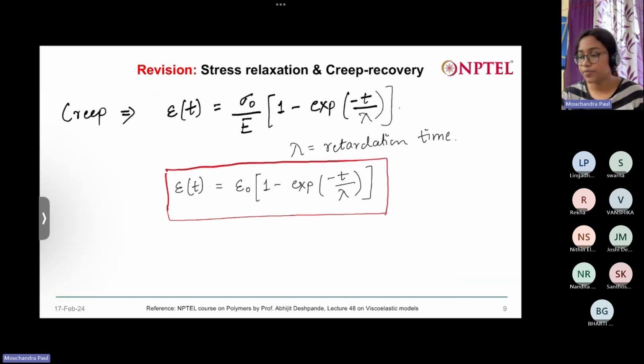expression for creep. And if you remember, this is the expression that you have used for the problems where the polymer piece was experiencing some creep behavior, and there you had to calculate the retardation time and then the percentage change in strain, right? From the original strain, how much deviation is there with time. So in those problems, you use this particular expression.